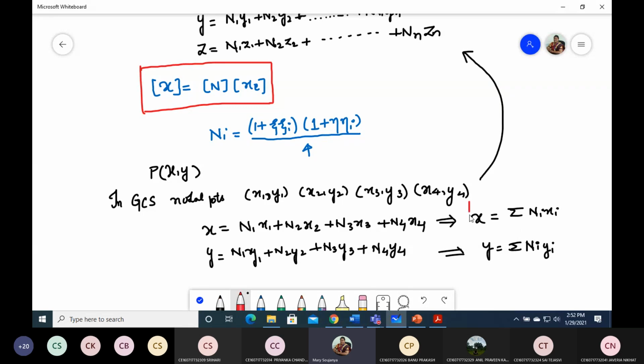The point here is, let us take this whole thing, the two equations of x comma y, as equation 1.